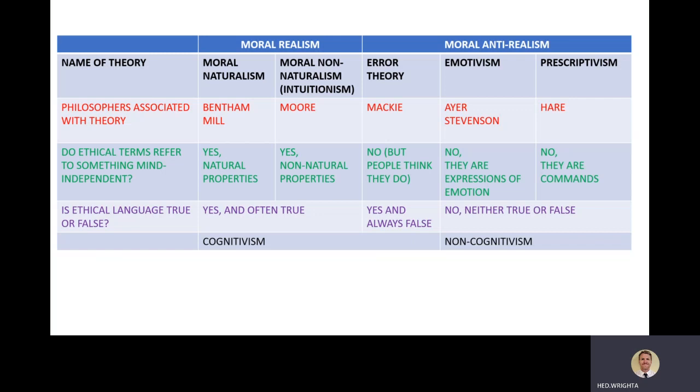Now, as you can see, error theory is the odd one out in that it fits in the moral anti-realism side of things, but it is a cognitivist theory. So we will look at that in a bit more detail later on. Now, emotivism and prescriptivism. Do ethical terms refer to something mind independent? Again, they will both agree that no, they don't. When you say something is wrong, you're not saying it's wrong because you've got scientific proof. You're saying it's wrong because either you're expressing an emotion or you are giving a command. There's an expectation on how we behave. So it is neither true nor false, and that is non-cognitivism.